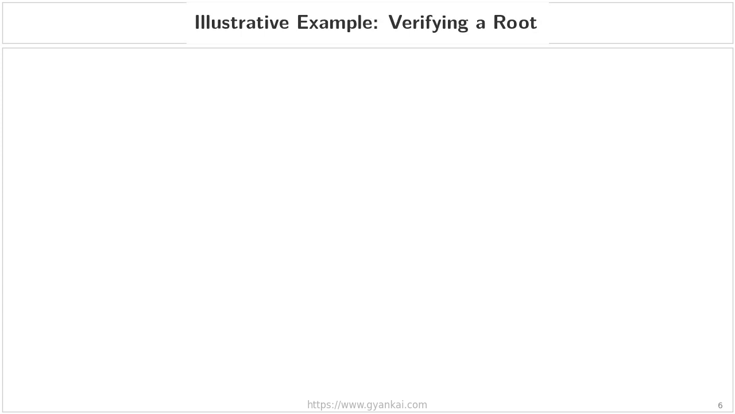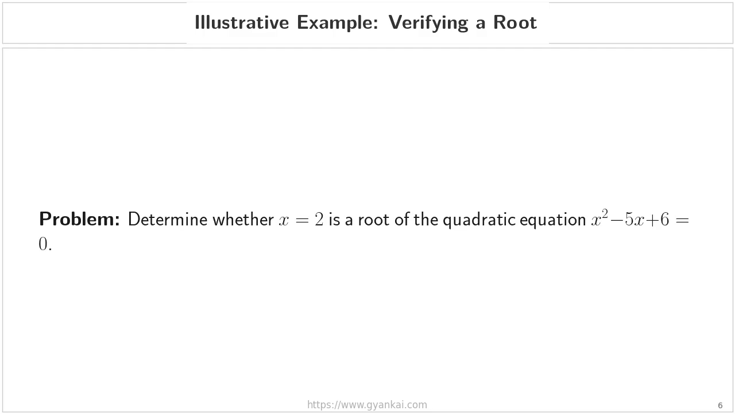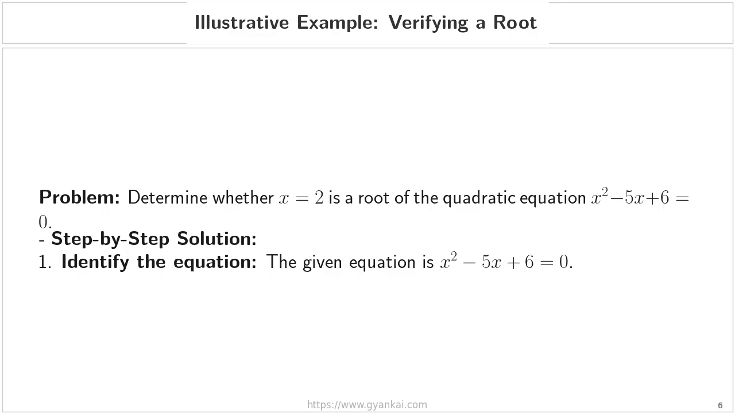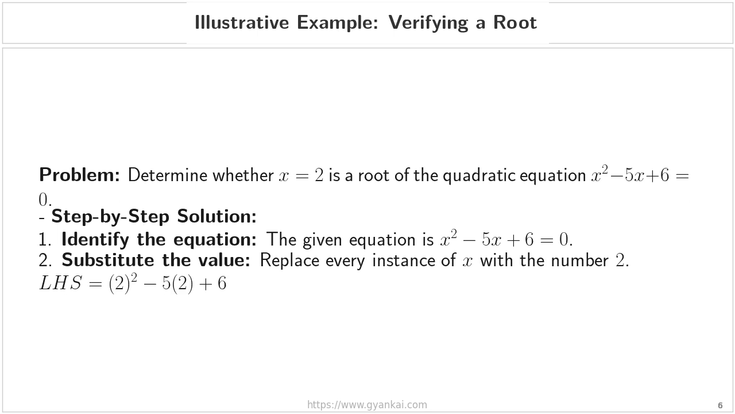Illustrative example: verifying a root. Our problem is to determine whether x equals 2 is a root of the quadratic equation x squared minus 5x plus 6 equals 0. To find the answer, we will follow a clear, step-by-step solution. First, we identify the equation we are working with, which is x squared minus 5x plus 6 equals 0. Second, we perform the substitution.